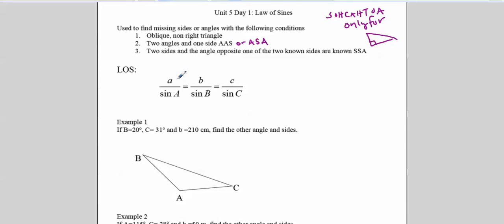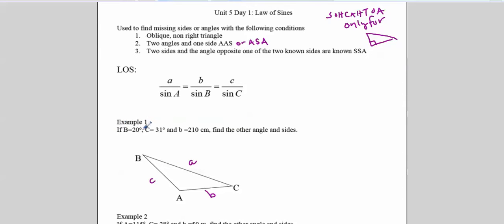To use the law of sines, you need a triangle like this one, ABC, where opposite angle A is side A, opposite angle B is side B, and opposite angle C is side C. Then side A divided by the sine of angle A is equal to side B over the sine of angle B. Usually you just use two of these ratios, the A's and the B's, the B's and the C's, or the A's and the C's, and you'll see in the examples how you choose which ones to use.